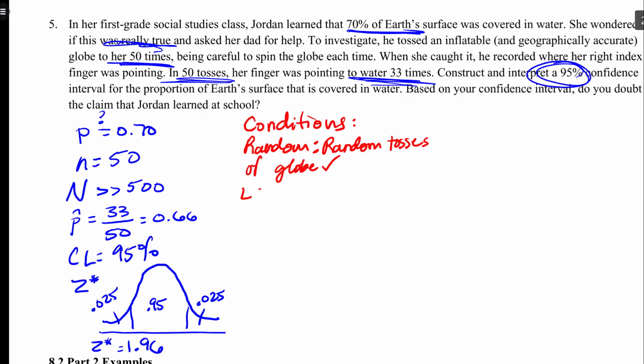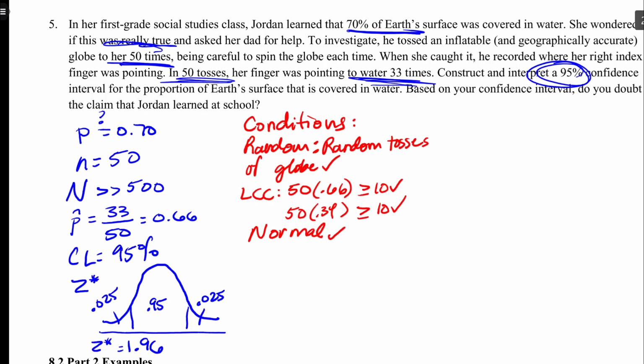The next one we can look at would be the large counts condition. We're getting really good at this now, so we don't need to write down n times p hat all the time. We'll say that it's 50 times my sample proportion, 0.66. Well, I know that 66% of 50 is much bigger than 10. And if 66% of the time her finger landed on water, then 34% of the time it didn't. So I multiply those two and see if it's bigger than 10. I do know that 34% of 50 is bigger than 10, so I have satisfied my normal condition.